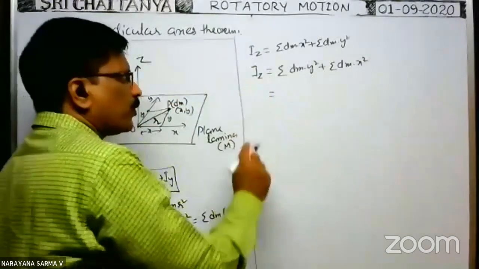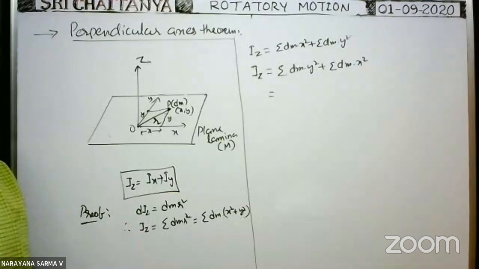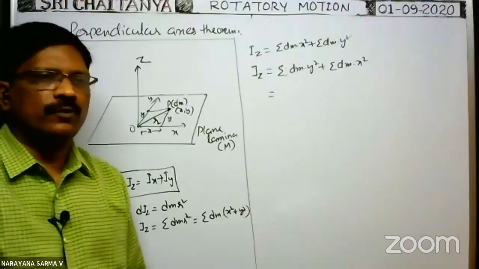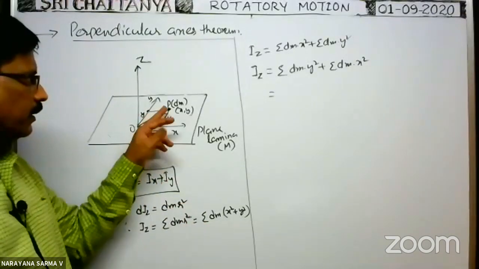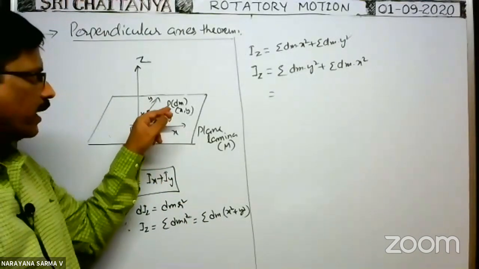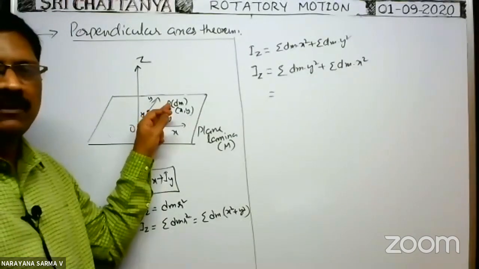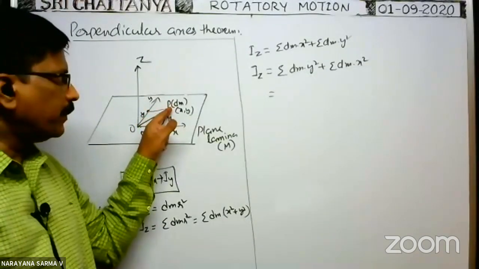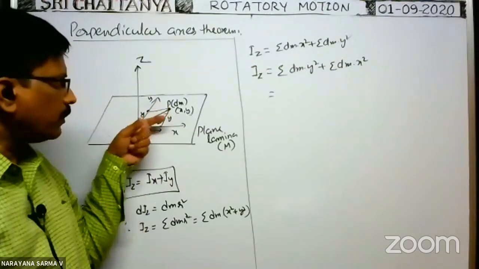What is dm into y square? Tell me from the diagram, what is dm into y square? You respond. Dm into y square means this one, y means this one. That is the square of the perpendicular distance of this particle from the x axis.